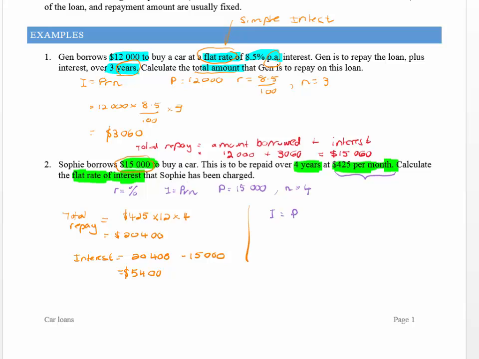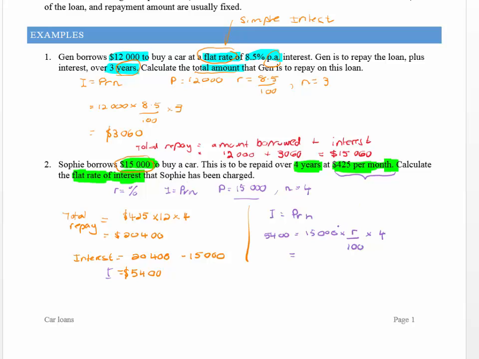I equals PRN. My interest, I, is $5,400. My principal, I know, is $15,000 because it's up here. Now my rate, I don't know, but I know I always write my rate over 100, so I'm just going to put it over 100 again, and I'm going to times it by 4 because we've got 4 years.